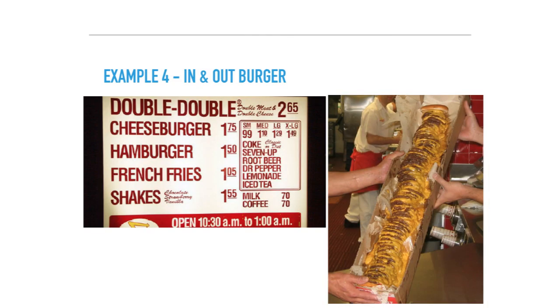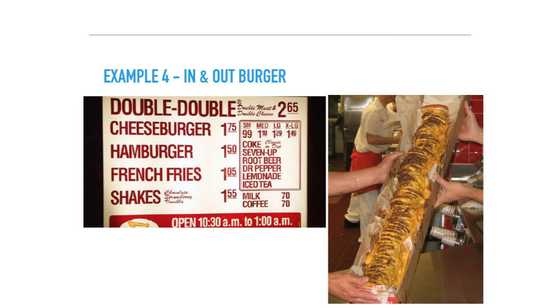If that last example made you a little hungry with the fictitious burgers, then this one's going to be even worse. Imagine you walk into In-N-Out Burger and you see the prices up on the menu. The cost of a double burger, which is double meat and double cheese, is $2.65. A cheeseburger is $1.75, and so on.